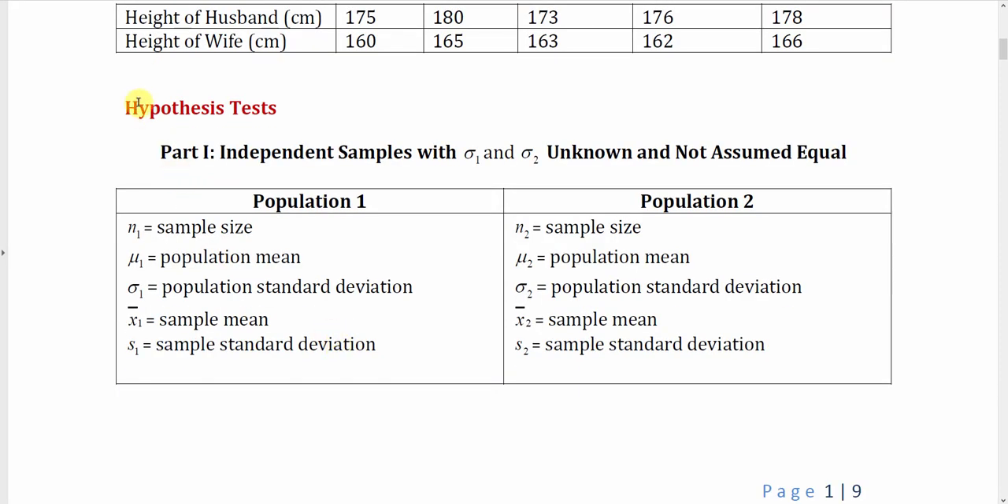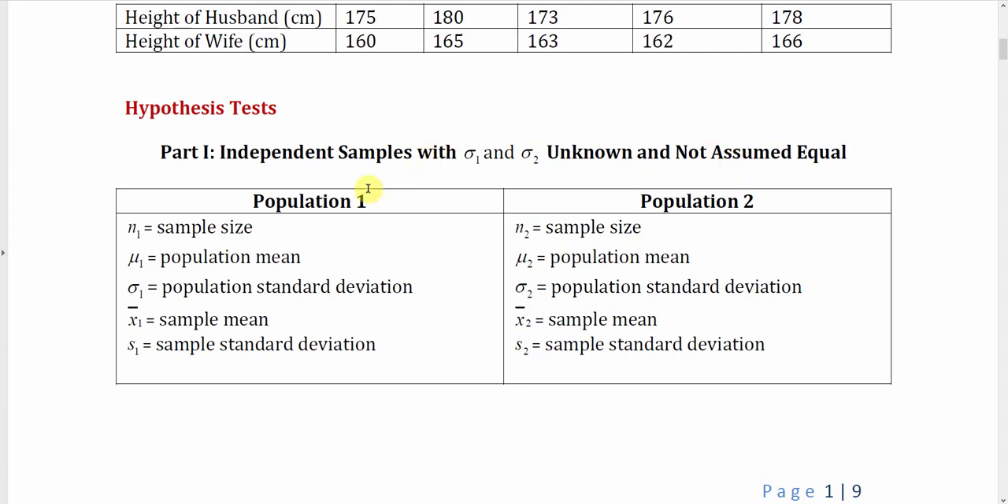This is the process for constructing the hypothesis tests. Now there are two parts. In part one, we focus on independent samples with the standard deviation of population 1 and the standard deviation of population 2 unknown, and we assume that they are not equal.